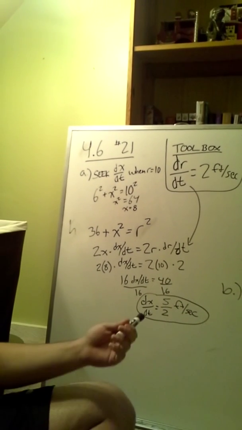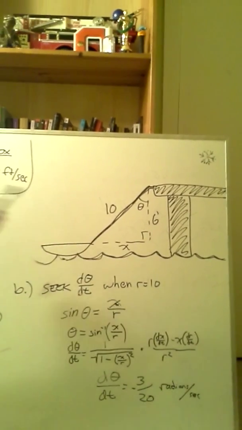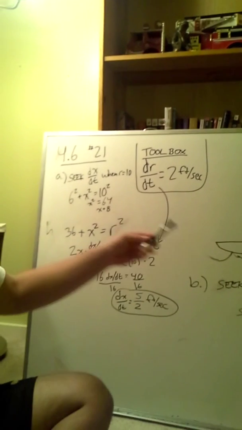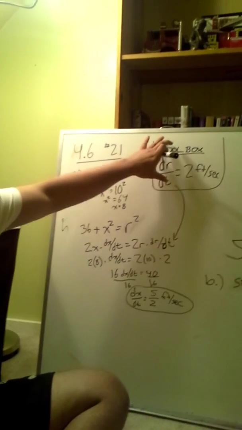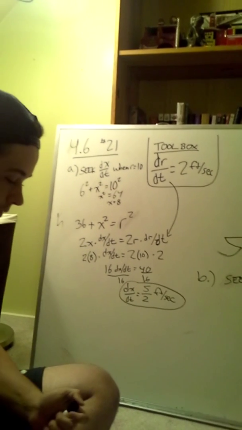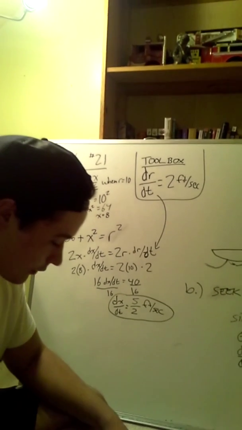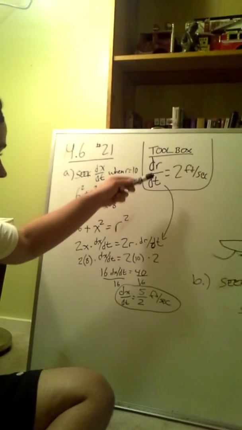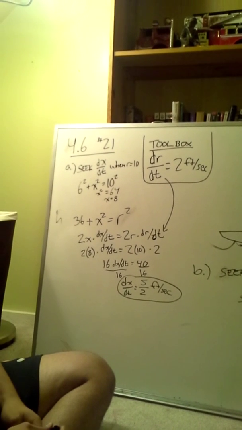So we're seeking dx/dt, because down here I just labeled this x to make it easier, because that's the variable that you're trying to find. And when r, the rope, is 10. And let's go to the toolbox. There's not really much that you can put in the toolbox at this point, so what it gives you is the rate at which the rope is being hauled in is 2 feet per second, so I just threw that in there. Now you have to find an equation.